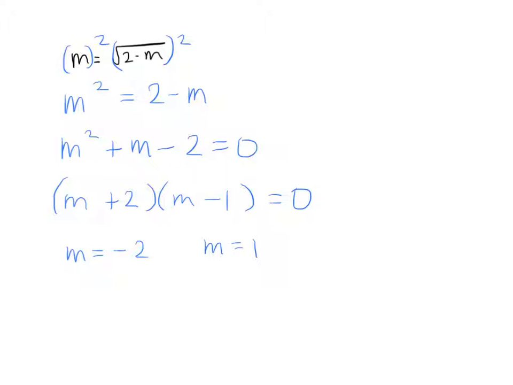So I'll start with the -2, and we'll go -2 equals the square root of 2 minus -2. 2 minus -2, that's 4. And I get -2 equals the square root of 4, which is 2. What does that tell you? It doesn't work, right? -2 doesn't equal 2.